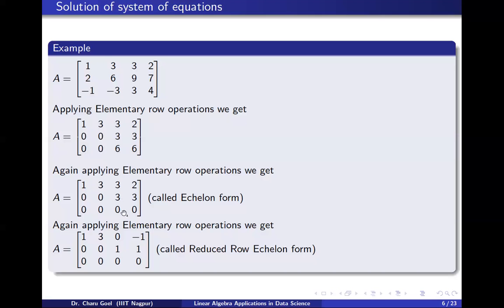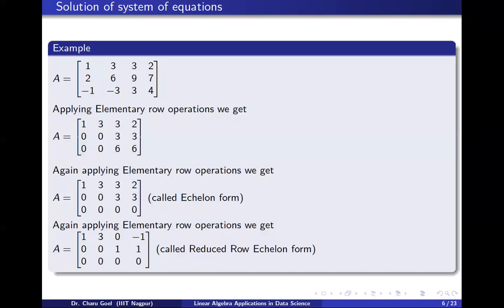Such a form, where we have a non-zero element at the start, these are called pivots. We could have also had 2 here, for instance. And below those elements, we'll have all zeros. How is it going to help us? Now if I change it back to the system of equations, what will this matrix be? This is my augmented matrix. So that means this matrix, 1 3 3, 0 0 3, 0 0 0, times x y z is equal to 2 3 0.